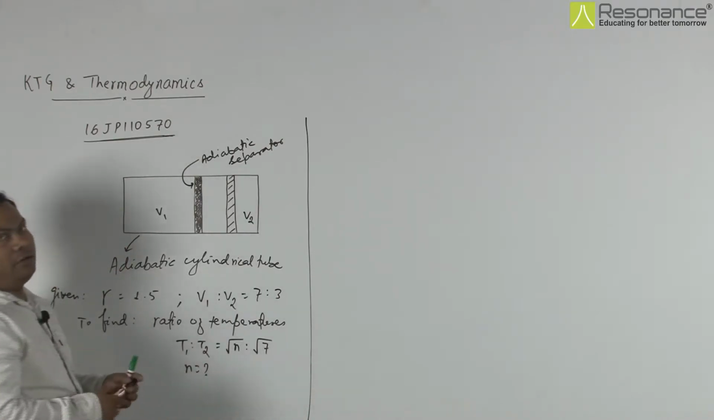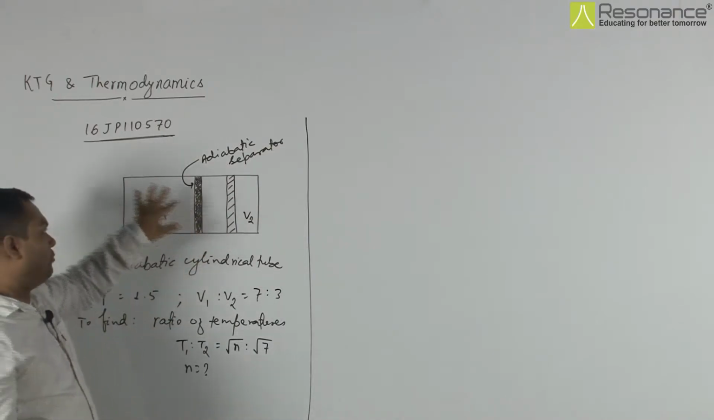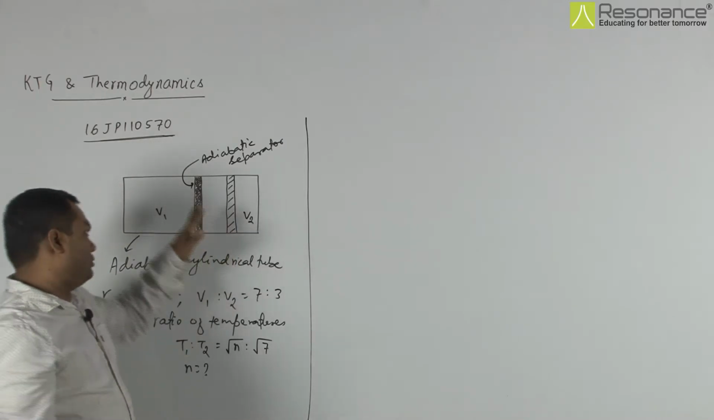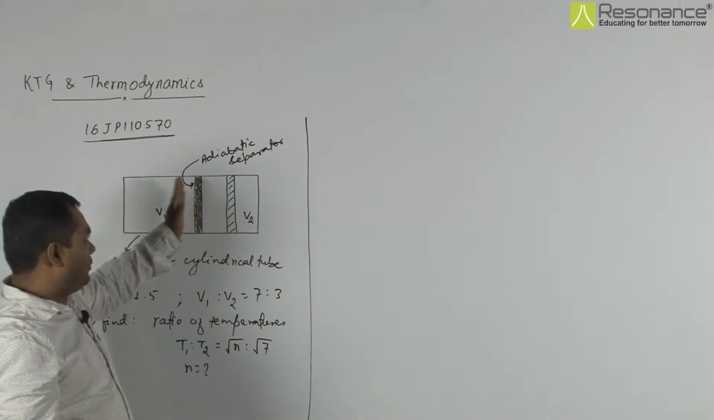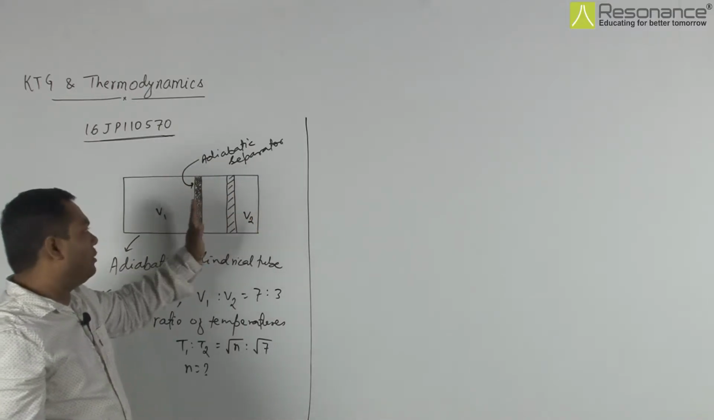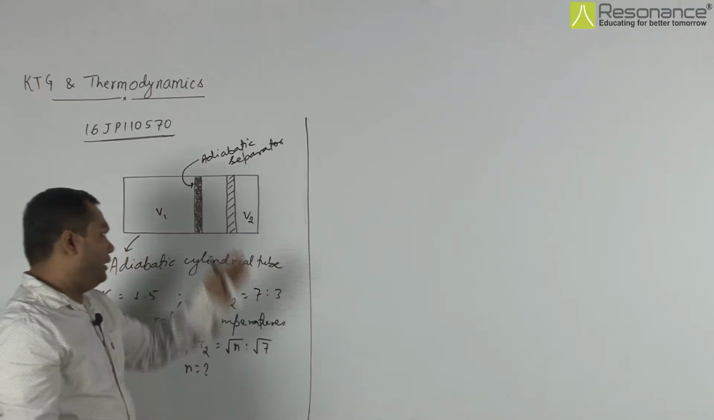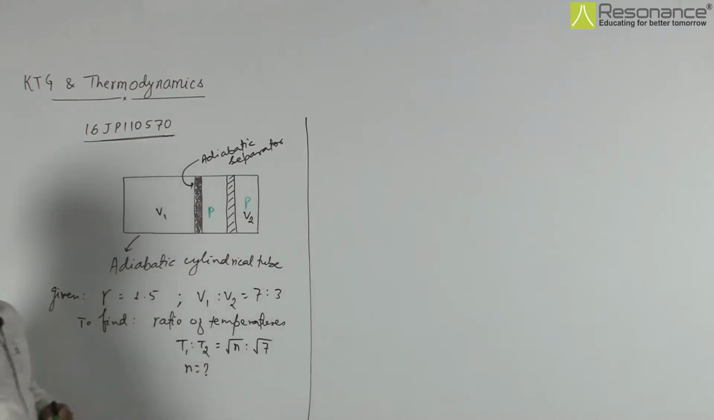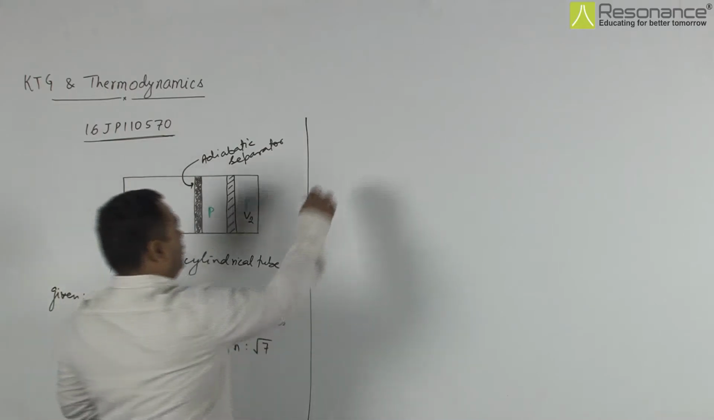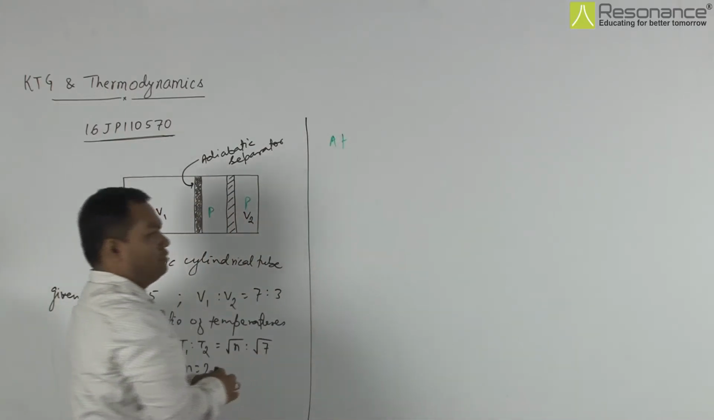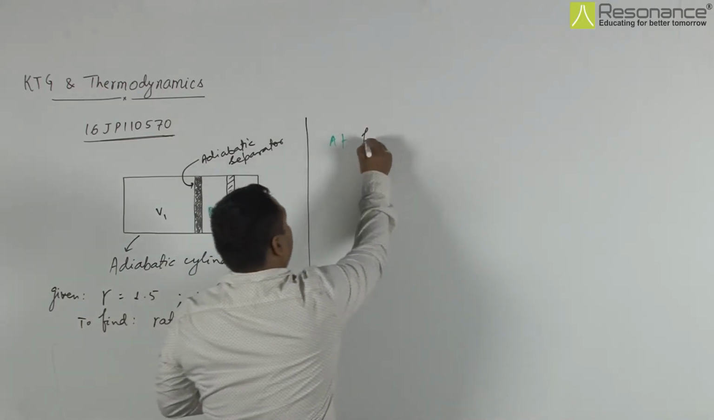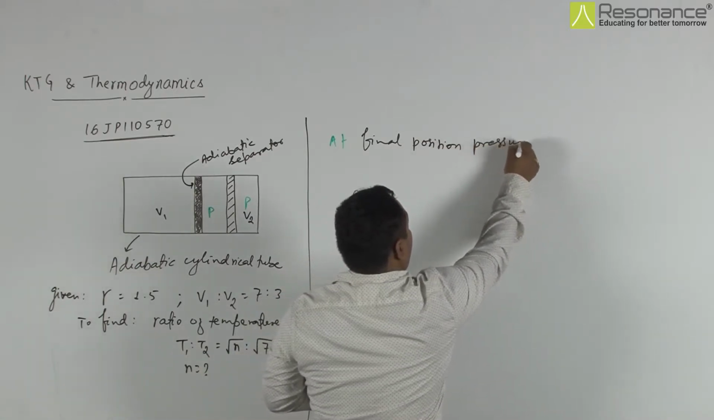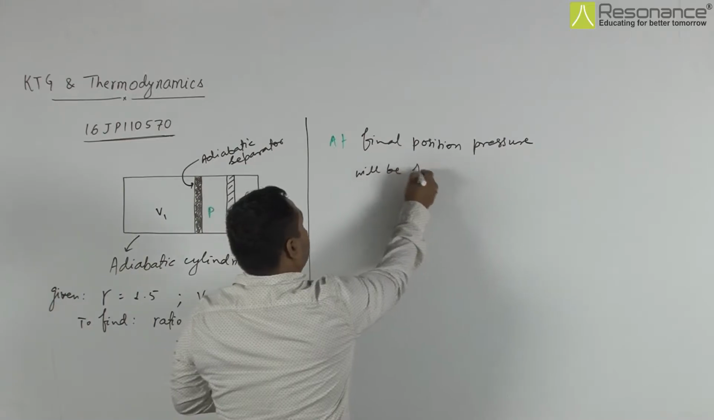Now you see, as this is an adiabatic cylindrical tube, there will be no heat exchange from this gas to the surroundings, and again no heat is flowing from this side to this side, and this adiabatic separator can move. This is movable, so this will move, and at the final position the pressure on both sides will be equal. So at the final position, pressure will be the same on both sides.